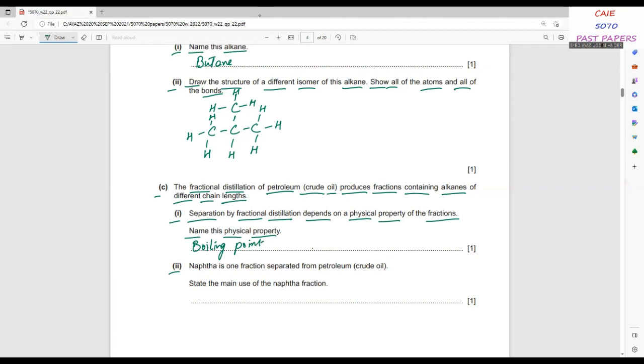Number 2, naphtha is one fraction separated from petroleum crude oil. State the main use of the naphtha fraction. It's used in the making of different chemicals, or as a chemical feedstock. Chemical feedstock, or making different chemicals.